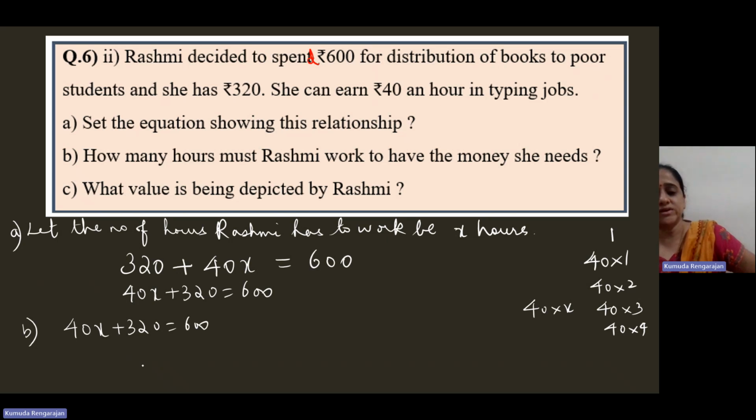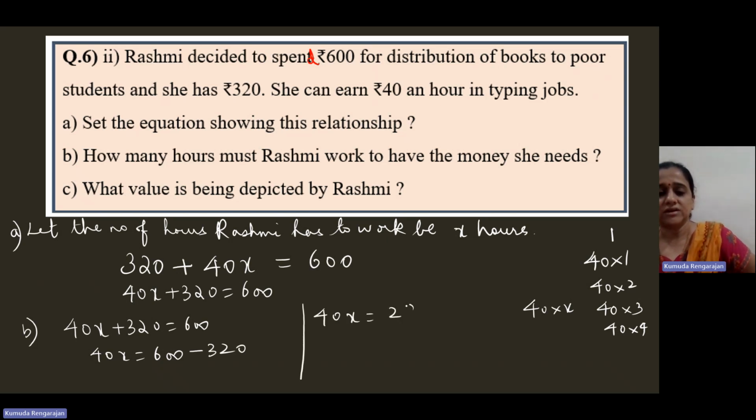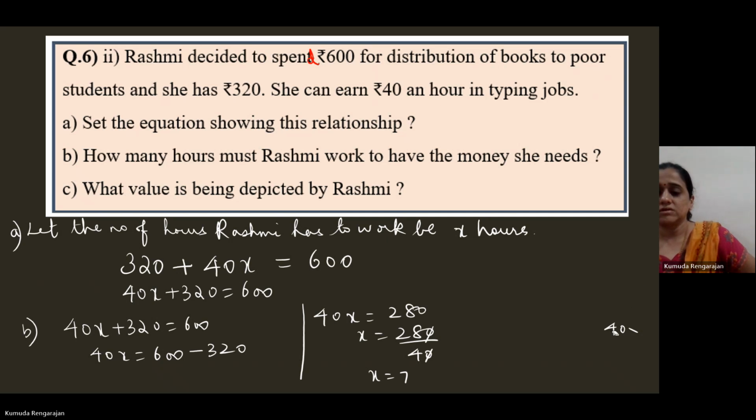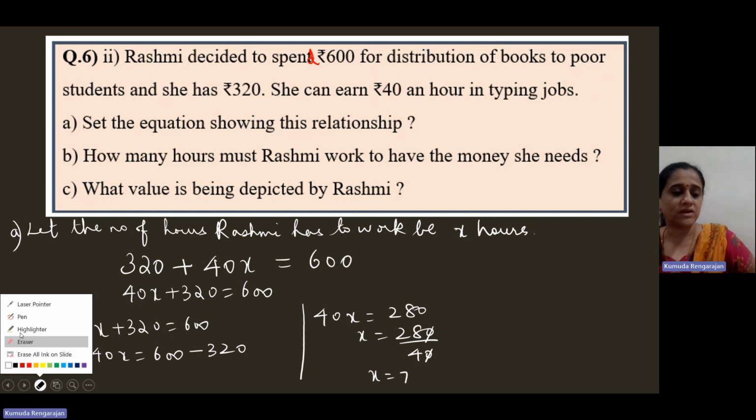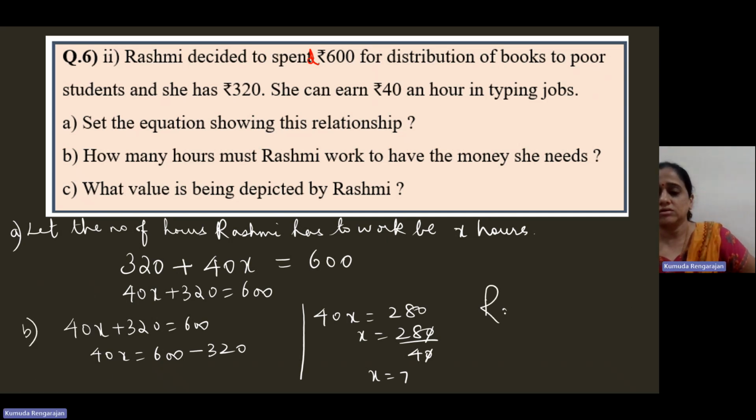What do you need to transpose first? 600 minus 320. Okay, then 40x is equal to 280. X is equal to 280 divided by 40. So X is equal to 7. So she has to work for 7 hours. Okay. So how many hours? 7 hours. Rashmi has to work for 7 hours.